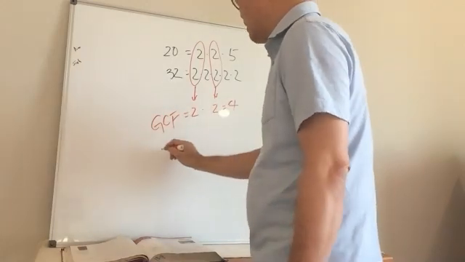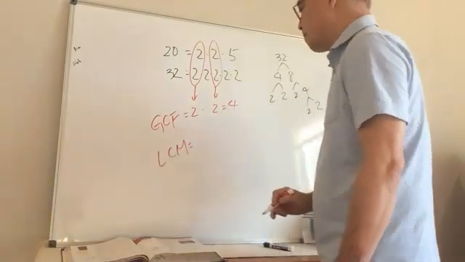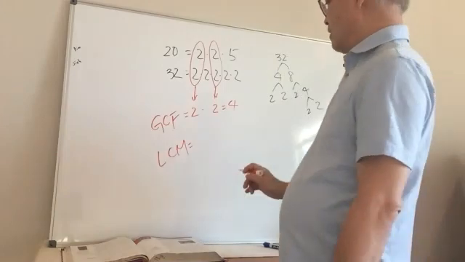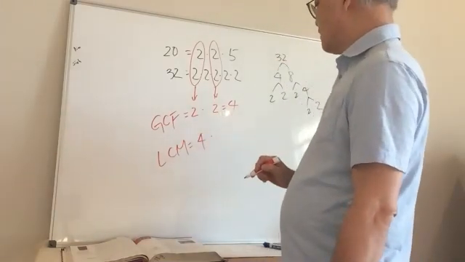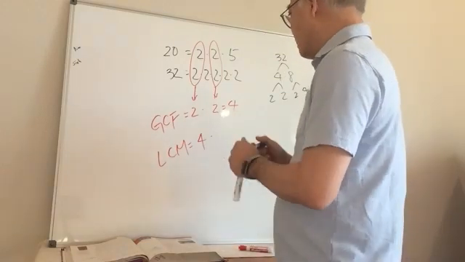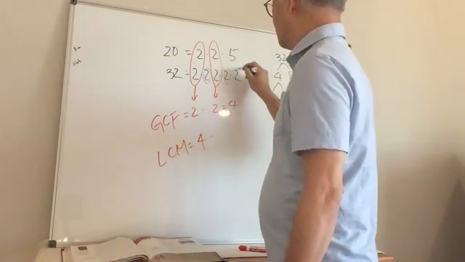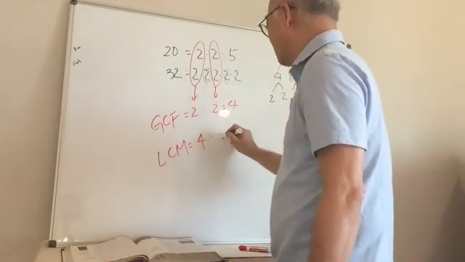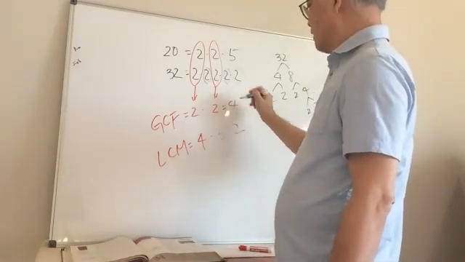Good job. So now I have to do the least common multiple. The least common multiple is what? You start off with 4, and then you add all the other numbers that don't have any numbers with them. So you'll get 5, the 2, the other 2, and the other 2.